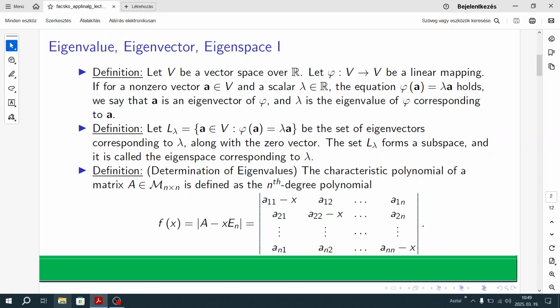Here, this is an operator, and this is a lambda number. You also can write it in another form. So that was the eigenvalue problem, and there are many applications.